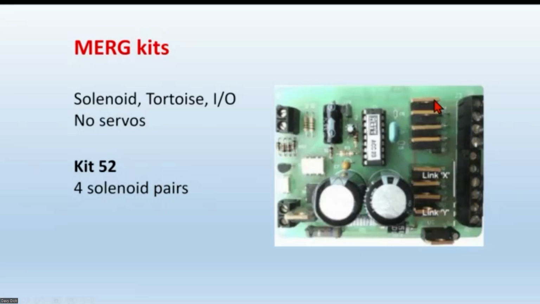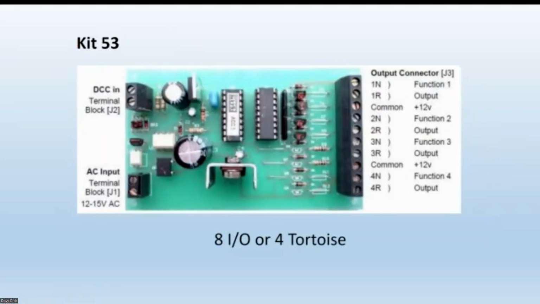In other words, those 2 are going to operate one solenoid by either making one conduct or the other through the coil of the solenoid. There's the second pair, the third pair, and the fourth pair. They also do a kit 53, which also has 8 outputs, but can be configured to operate a tortoise. In other words, a constant on as opposed to pulses. Or you have the option to have it as 8 outputs, rather. I shouldn't have said I/O. It should be 8 outputs or tortoise.